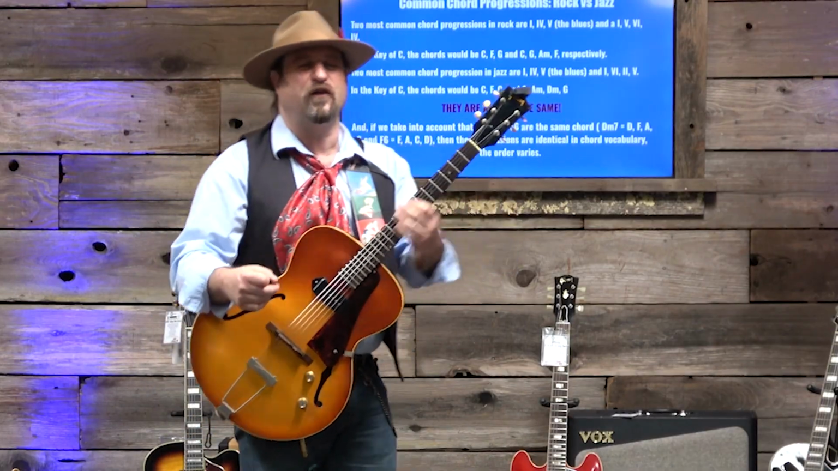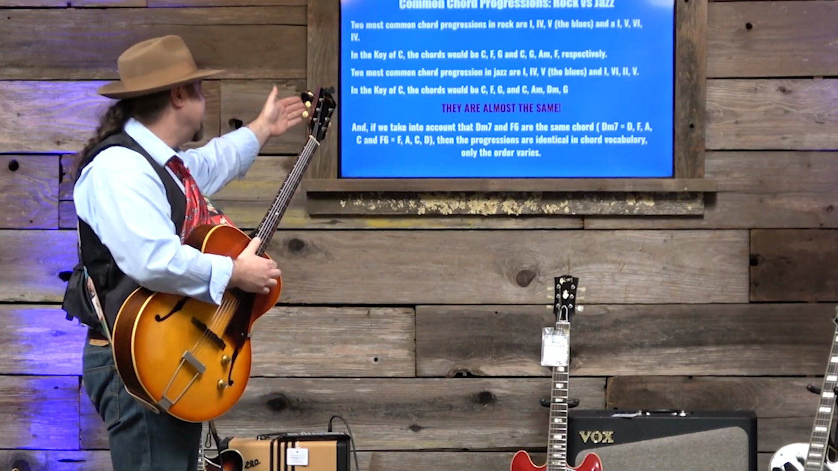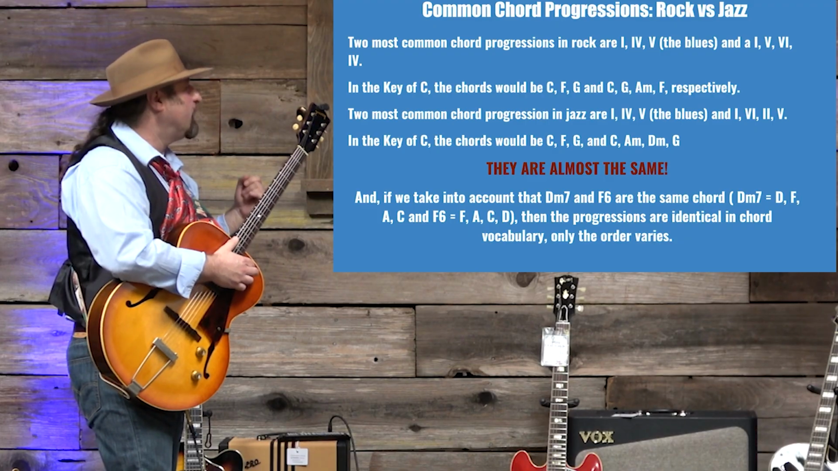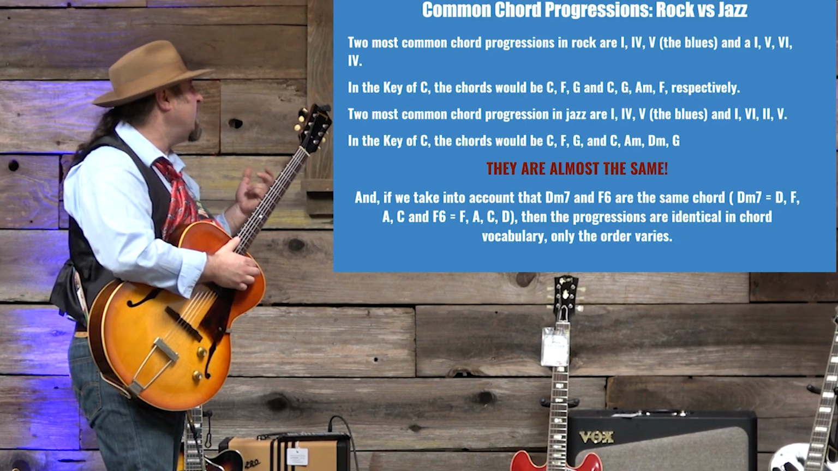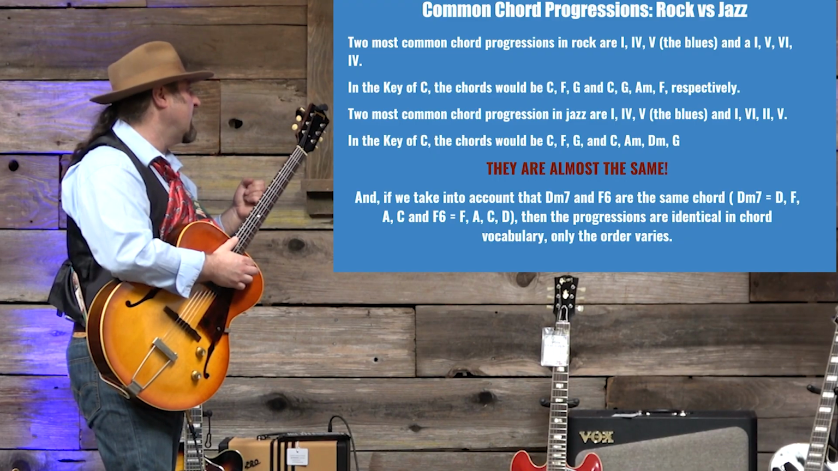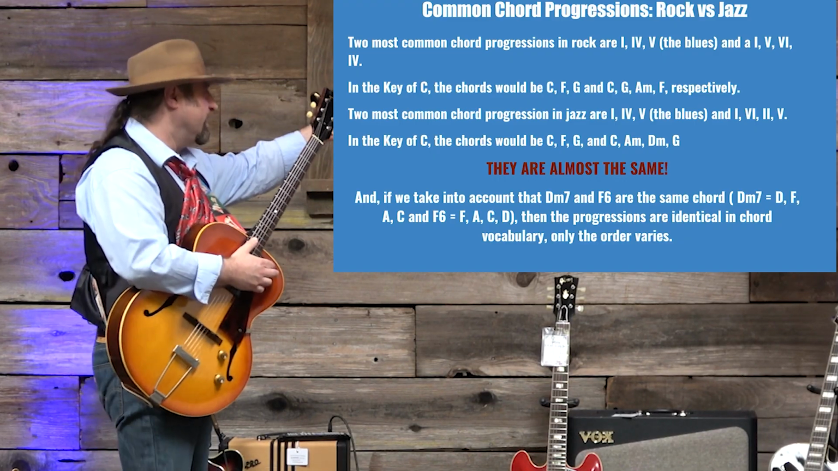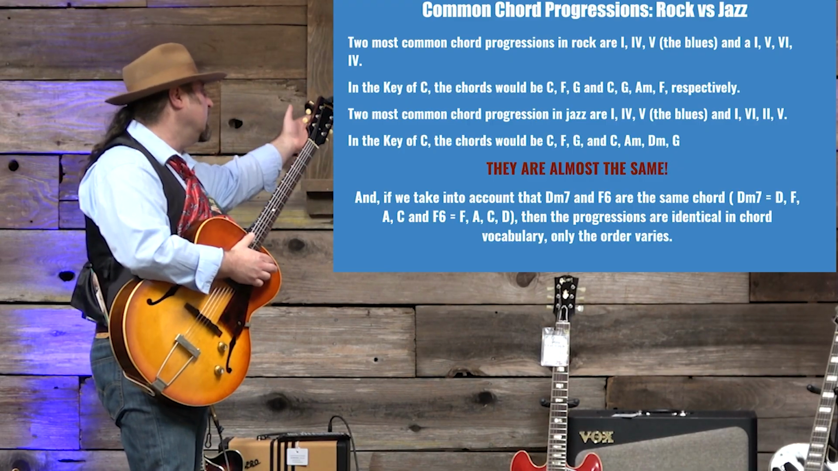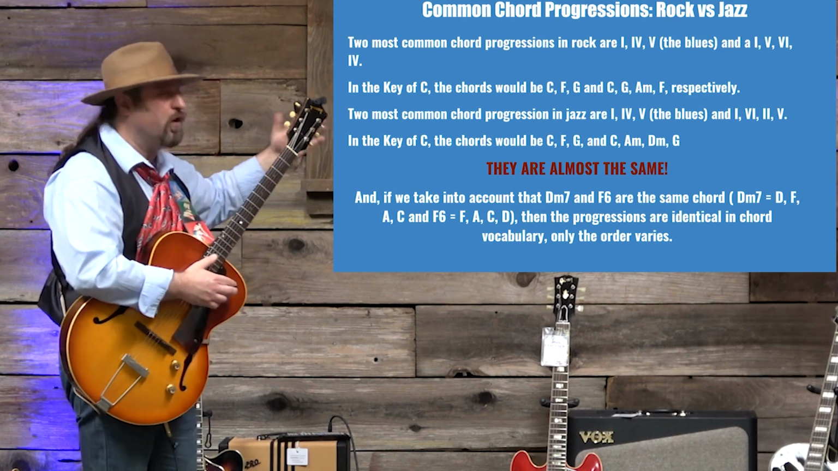Jazz guys are guilty of the same thing, which we'll talk about. Just to record where we are, in the key of C, the chords would be C, F, and G for the blues. For the 1-5-6-4, we're talking about C, G, A minor, F. Makes sense? And then the most common chord progressions in jazz are the blues, the 1-4-5, and the 1-6-2-5. So in the key of C, the chords would be C, F, G, we know that, and C, A minor, D minor, G. So they're almost the same.